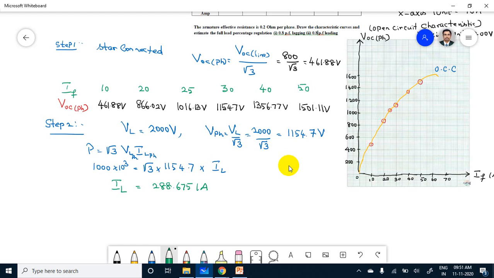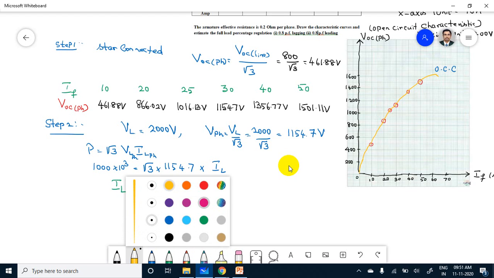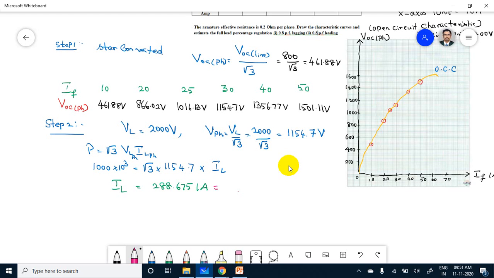Since the machine is star connected, the line current equals the phase current. So this IL is nothing but the IA phase. This IA phase is nothing but the full load current. Understood?